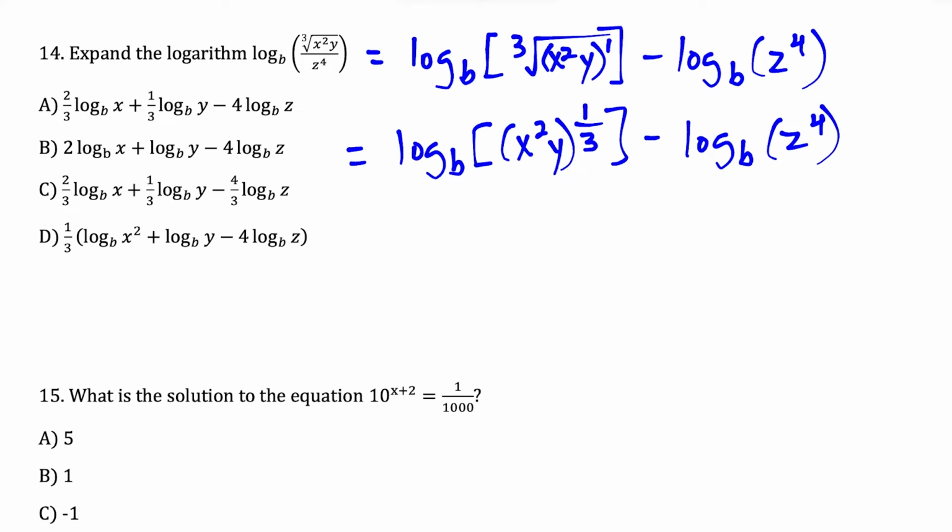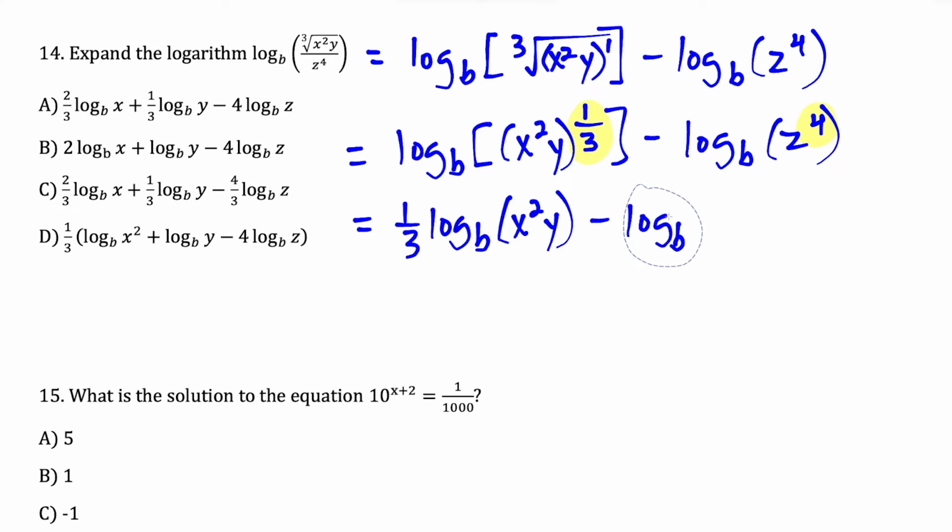And then from here, we're going to use the exponent property. Notice that we have these exponent terms inside of the logs. So those we could bring to the front of the logs, and we could write 1/3 times log base b of x squared y, like this. And then I have minus log base b of z to the 4th, but I'm going to bring that 4 inside of that log to the front. So I'm going to write the 4 over here, and then we have log base b of z.